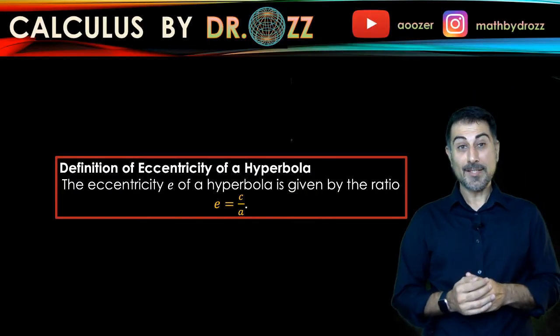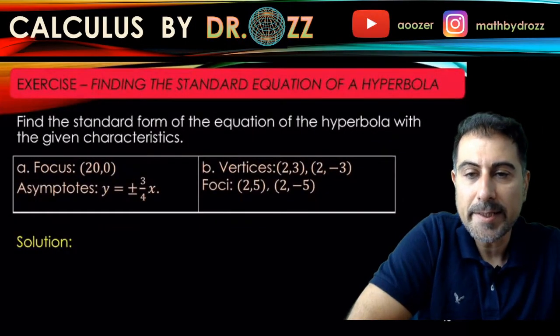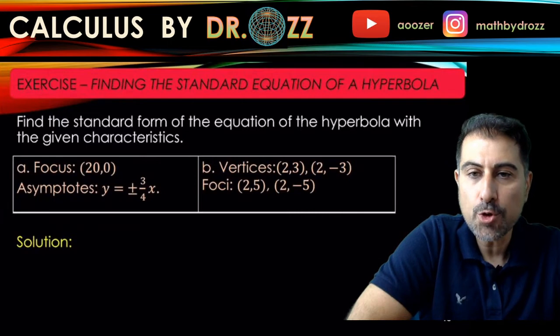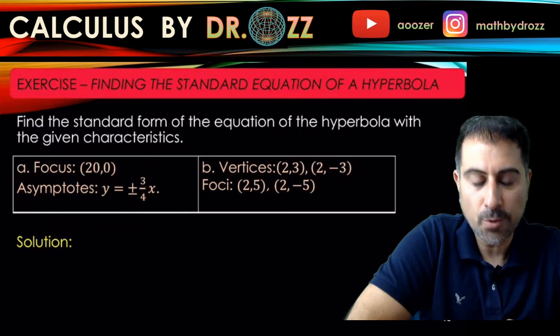All right, let's get started. Let's start with part A. We're given the focus of the hyperbola that we're after. That's (20, 0), and we're given the asymptotes, y equals plus or minus 3 over 4 x.